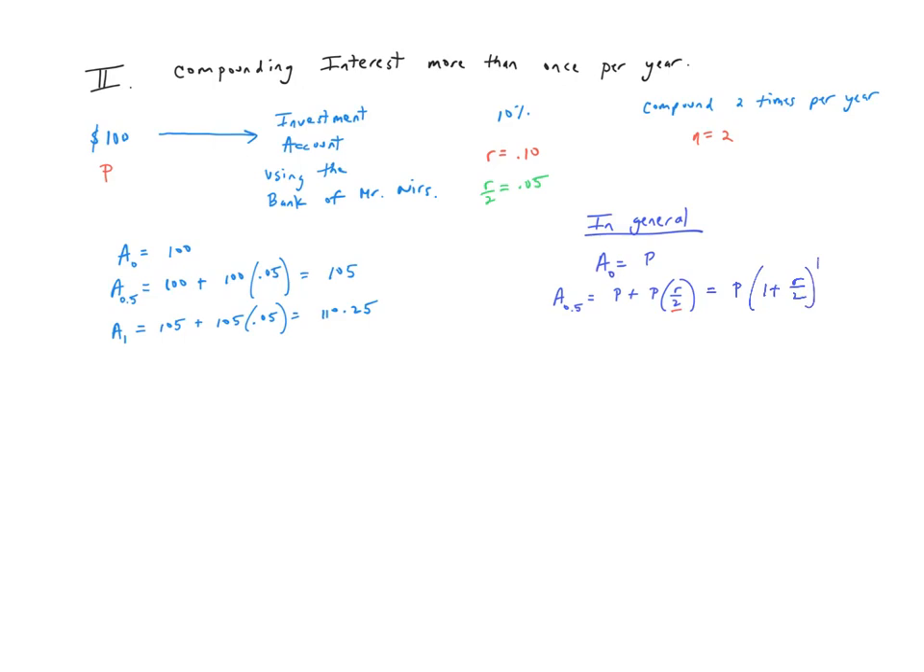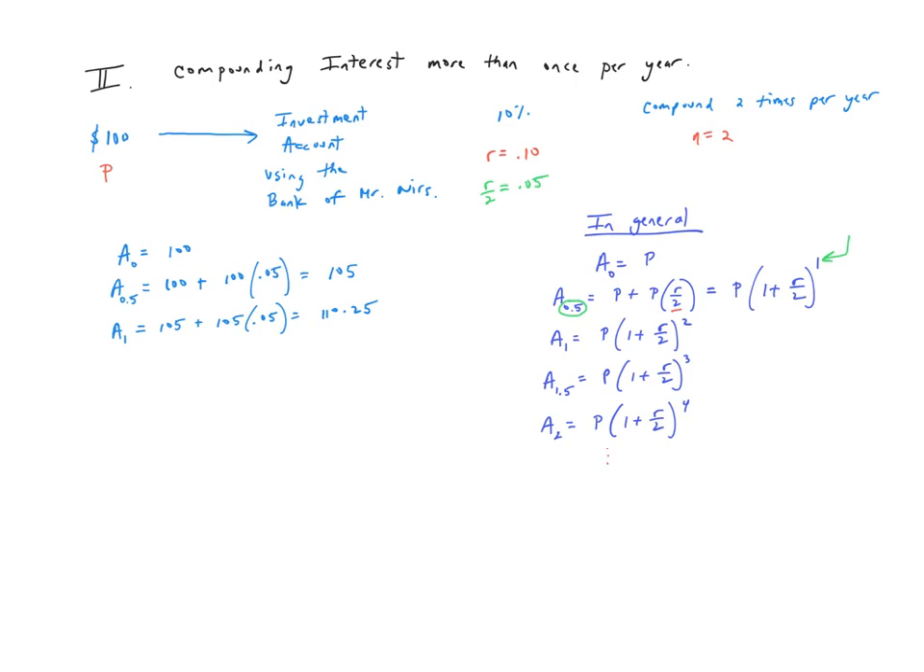You might be recognizing our pattern already. We have A of 0.5, and we have to the first power. If we continue, we'll get the amount of money after the first year is the principal times 1 plus the rate divided by 2 squared. The amount of money after a year and a half will be the principal times 1 plus the rate divided by 2 cubed. The amount of money after 2 years will be the principal times 1 plus the rate divided by 2 all to the fourth.